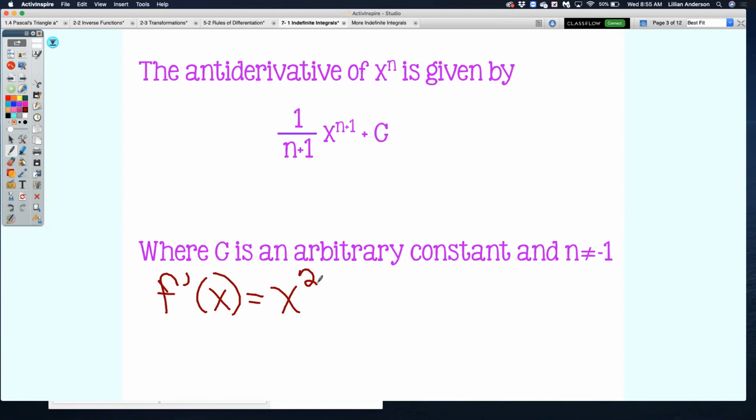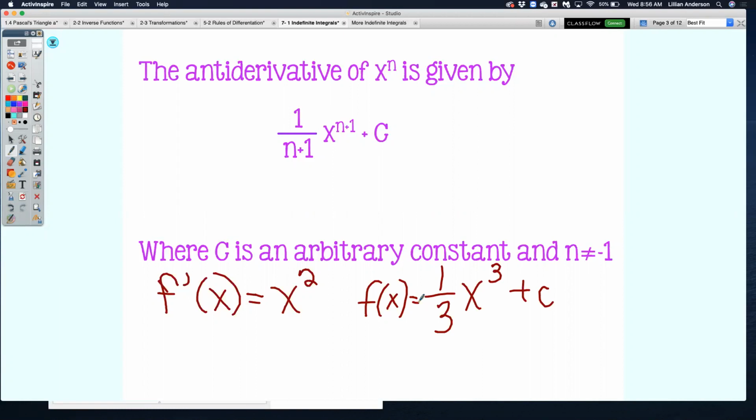So it would be 1 over n plus 1. Well, if n is 2, 1 over n plus 1 becomes 1 over 2 plus 1, which is 1 over 3. So it's going to be 1 over 3 x to the n plus 1, so that's going to be to the third power, plus c. That is going to be your original function where c is an arbitrary constant. Okay? This is how you find the antiderivative of any power function.